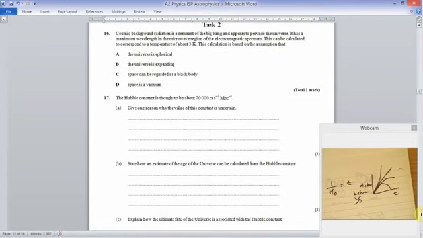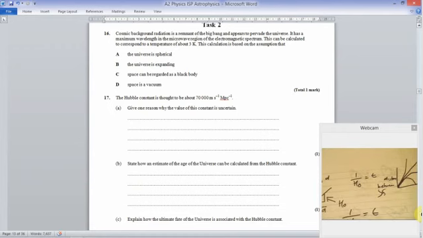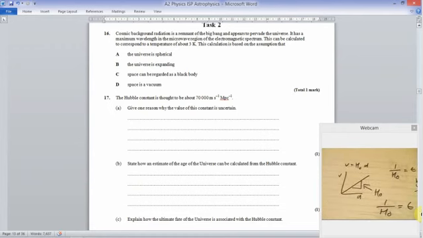So it's the idea of the gradient of a V against D graph, which is Hubble's constant. And we do 1 over that to give us the age of the universe. That's the main idea. You don't need to state this part. Oops, let's get the camera back to where it was. You don't need to state that part of it, but that's the main part of it. It's 1 over H, or 1 over H naught.